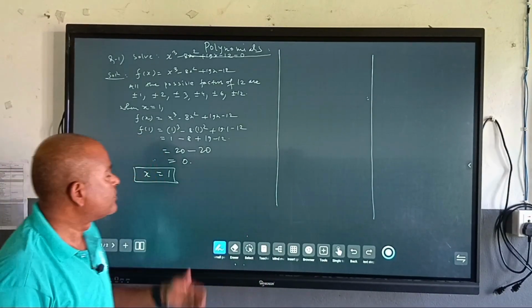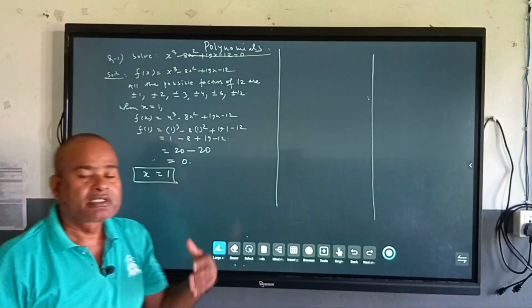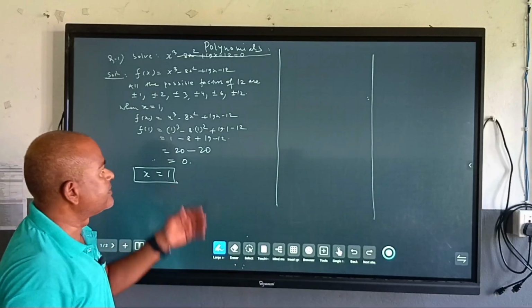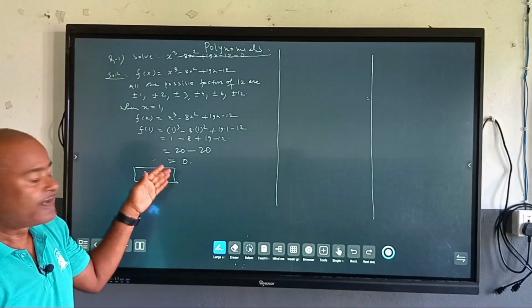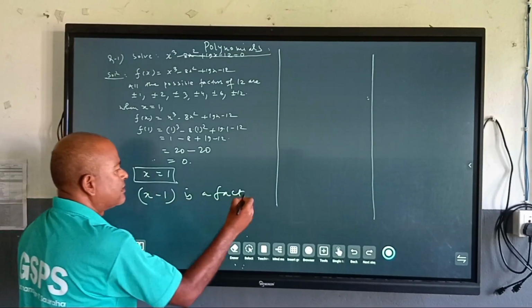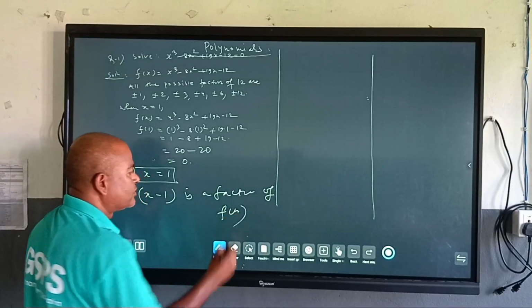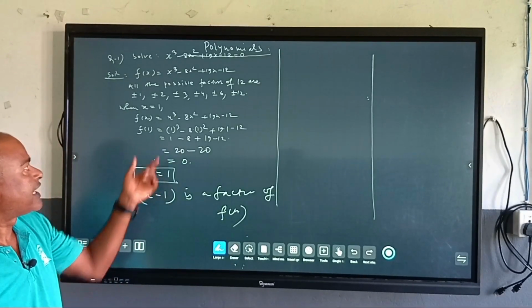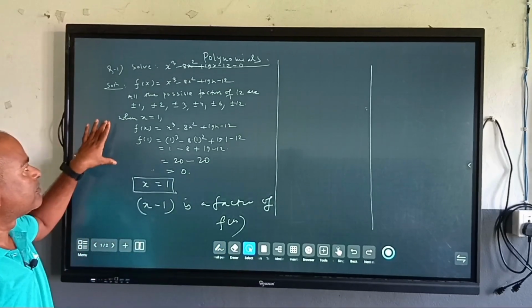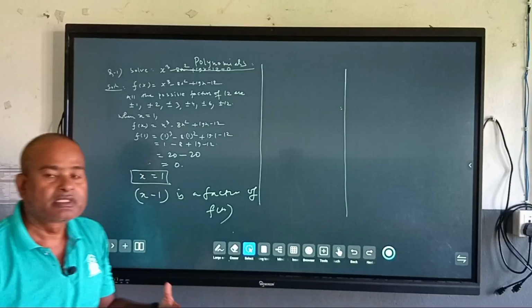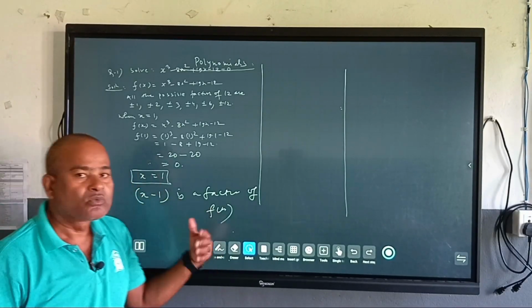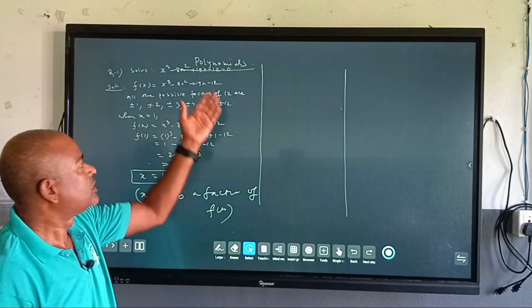Dear students, now we are going to find out the other remaining roots of the given polynomial equation. So we are going to follow the synthetic division method. According to the factor theorem, x minus 1 is a factor of f(x), the given polynomial. When we put the value of x equals 1 in the given polynomial, the value of the given polynomial is equal to 0. That means according to the factor theorem, x minus 1 is one of the factors of the given polynomial.